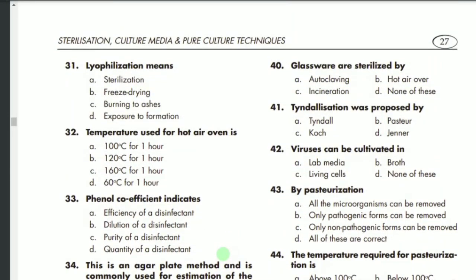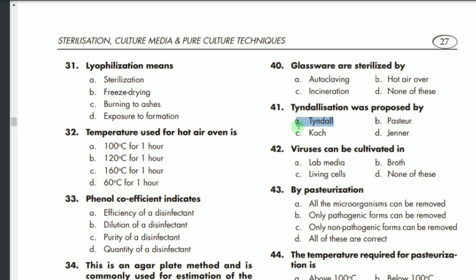MCQ number 40 says that glassware is sterilized by using an autoclave, but the hot air oven is the best, because if you are using an autoclave, it will just steam sterilize. Still there is steam present, and this steam can sometimes create contamination, so it needs to be sterilized more. Using a hot air oven, the glassware will be completely sterilized. So B is the correct option. Tyndallization is what? Tyndallization was discovered by a scientist, as the name indicates, Tyndall. So A is the correct option.